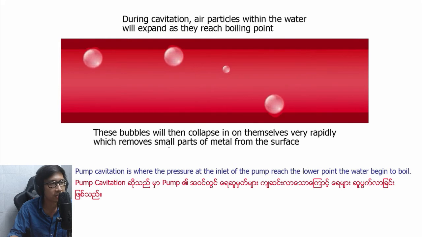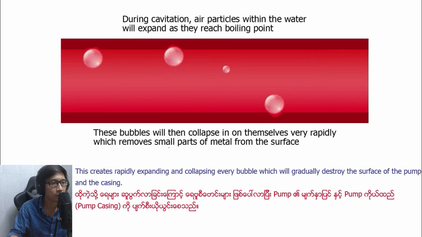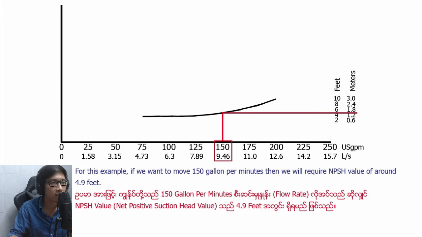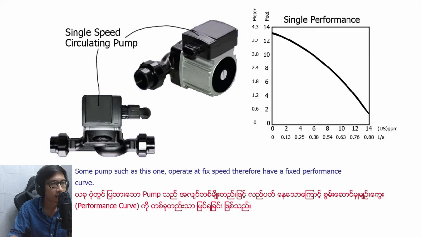Cavitation is where the pressure at the inlet of the pump reaches a low point and the water begins to boil. This creates rapidly expanding and collapsing air bubbles, which will gradually destroy the surface of the pump and casing. For example, if we want to move 150 gallons per minute, then we will require an NPSH value of around 4.9 feet.